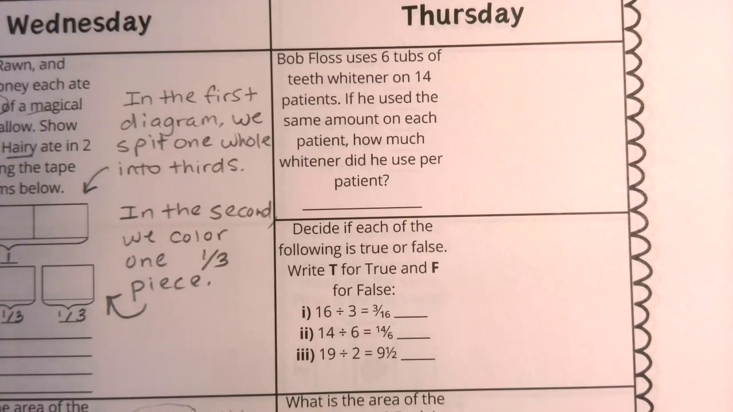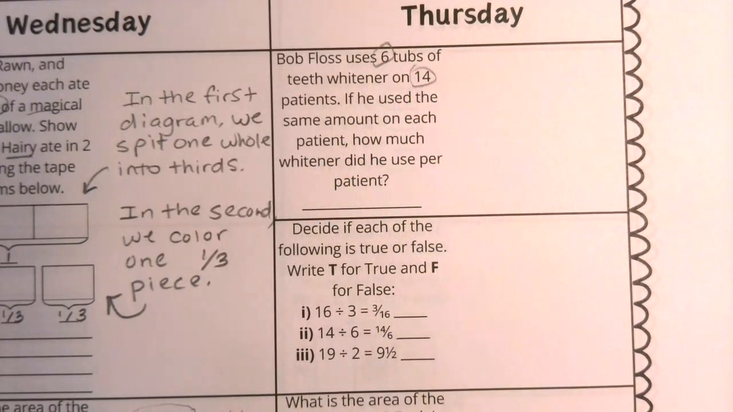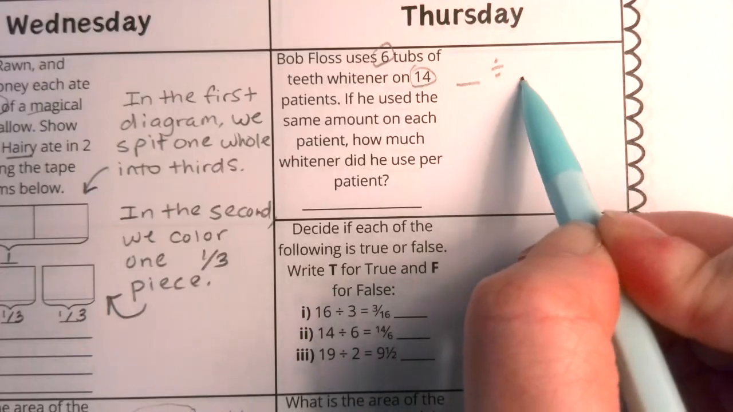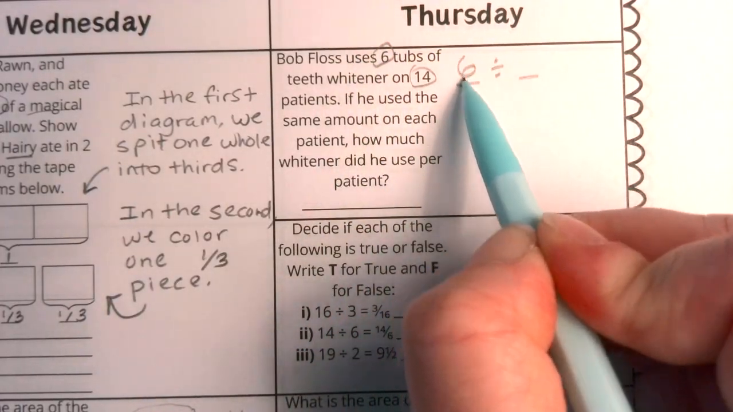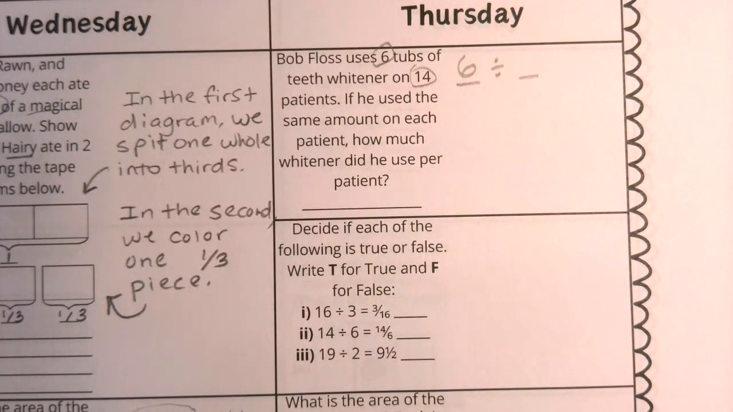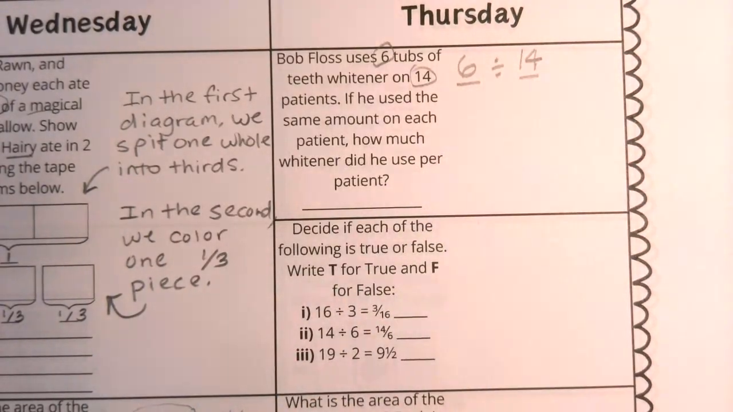Bob Floss uses 6 tubs of teeth whitener on 14 patients. If he used the same amount on each patient, how much whitener did he use per patient? Our first number in our division problem is the whole thing that is being shared, right? The whole thing that's being shared is the teeth whitener, and there's 6 tubs of that. Our second number in our division sentence is how many people are sharing it, or how many groups it's divided amongst. It's divided among 14 patients.